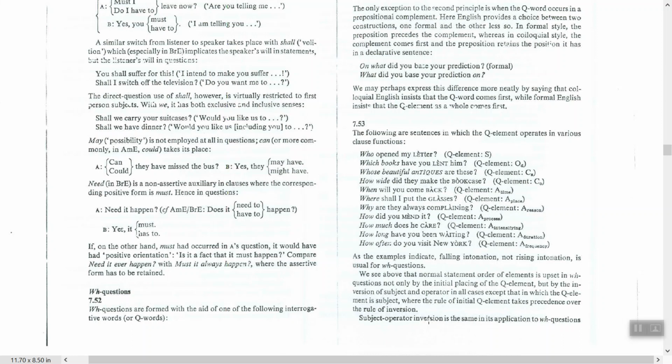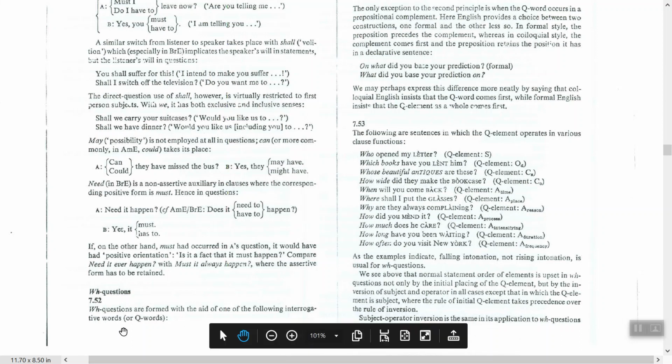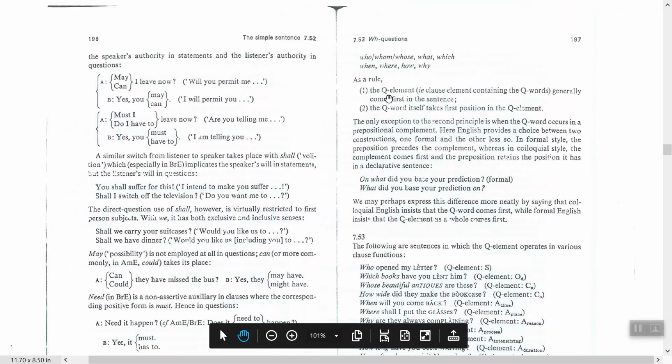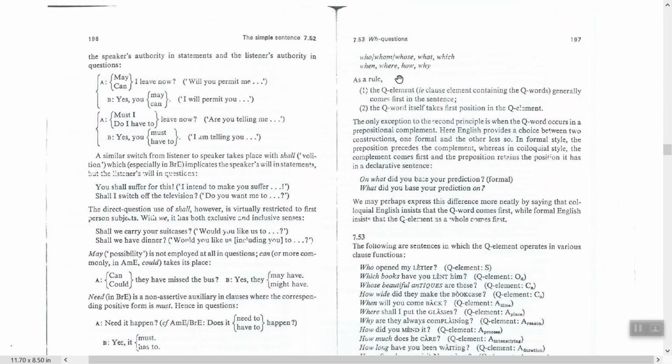Today I'm going to talk about section 7.52, WH questions. We are all familiar with WH questions. Usually when we speak English, we use different kinds of questions, and one of them is WH questions. WH questions are formed by Q words. Here we have some examples: who, whom, whose, what, which, when, where, how, or why.